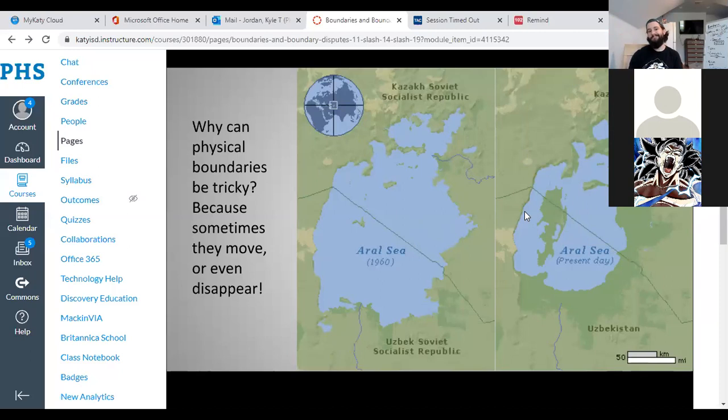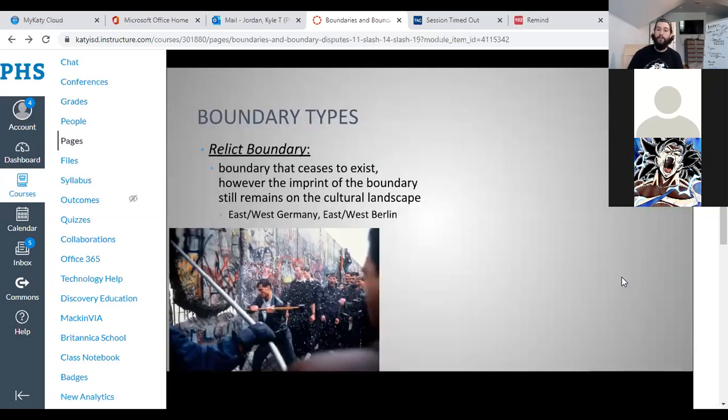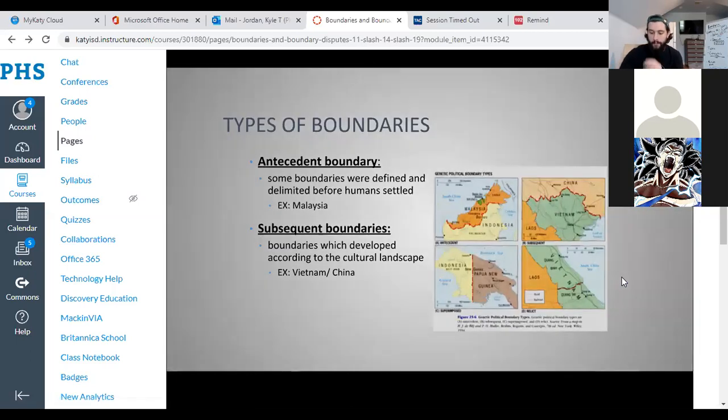So then they had to actually go in and officially say, all right, we own this half of this island, you own that half of that island. We own all this land here. So then we have relic boundaries, boundaries that cease to exist. However, the imprint of the boundary still remains on the cultural landscape. This is very easy to see in East and West Germany and East and West Berlin.